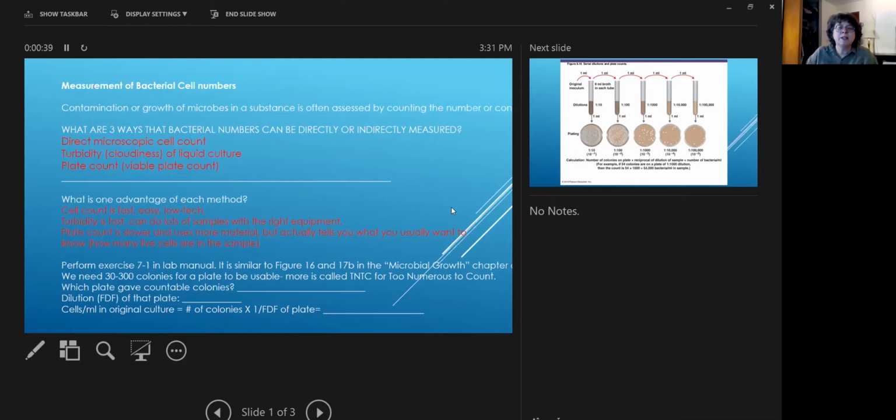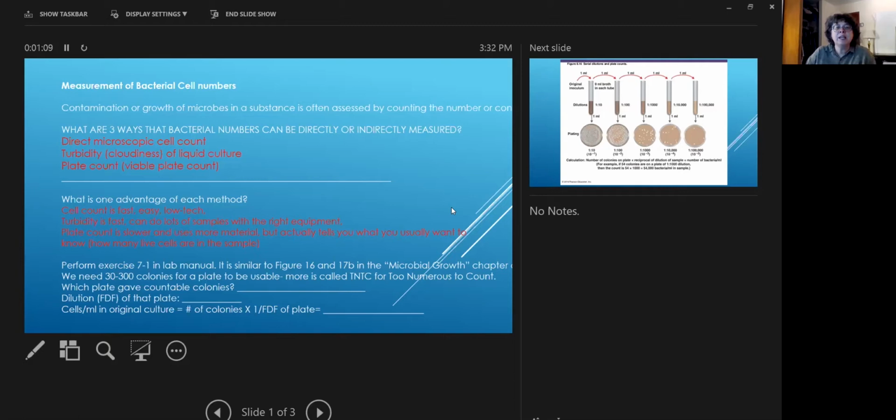We don't usually cover chapter 6 in your lecture textbook during lecture because we work with growing microorganisms in lab so much. This semester, I would recommend that you read the last part of chapter 6, though, the part that talks about measuring microbial numbers and specifically about plate counts.